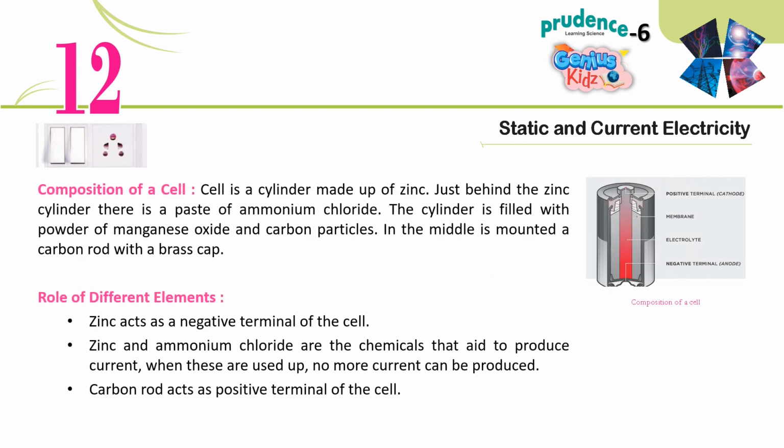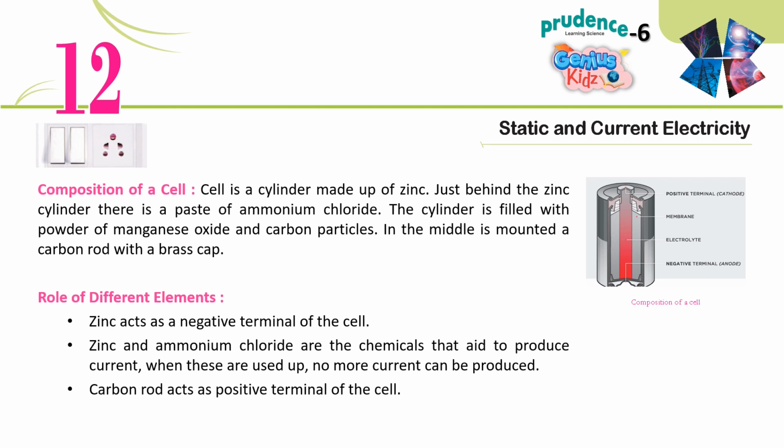Composition of a cell. The cell is a cylinder made up of zinc. Just behind the zinc cylinder there is a paste of ammonium chloride. The cylinder is filled with powder of manganese oxide and carbon particles. In the middle is mounted a carbon rod with a brass cap.